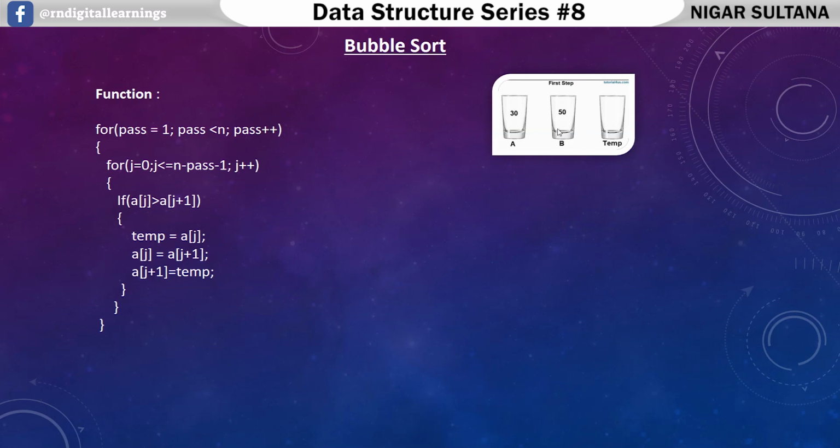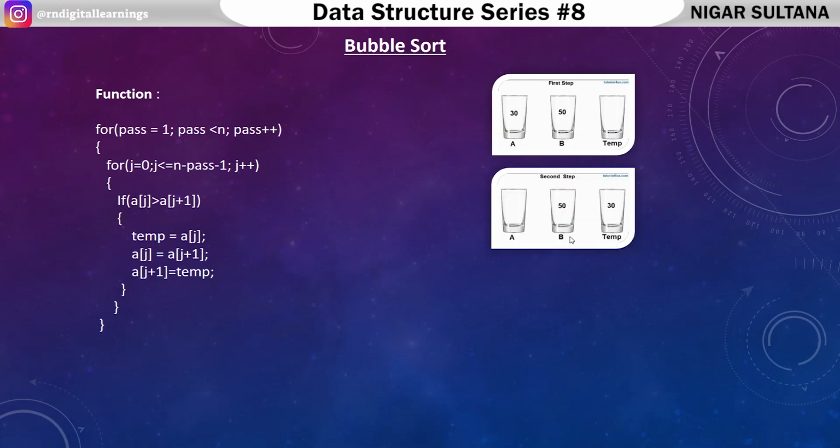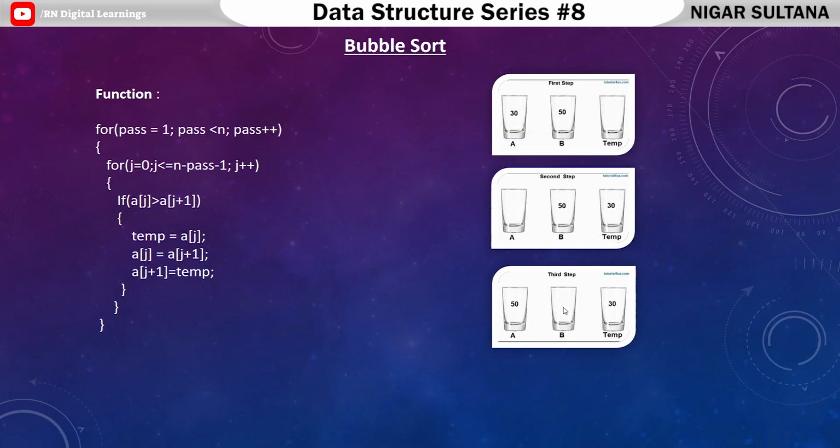It's not possible to do this swapping directly. So what we have done, we have taken one more glass named temp. In the first step, A is holding 30 and B is holding 50. In the second step, the value of A, that is 30, is placed in temp. Now the A glass is empty. When it's empty, then easily I can transfer the value of B to A. So now the value of B is being given to A.